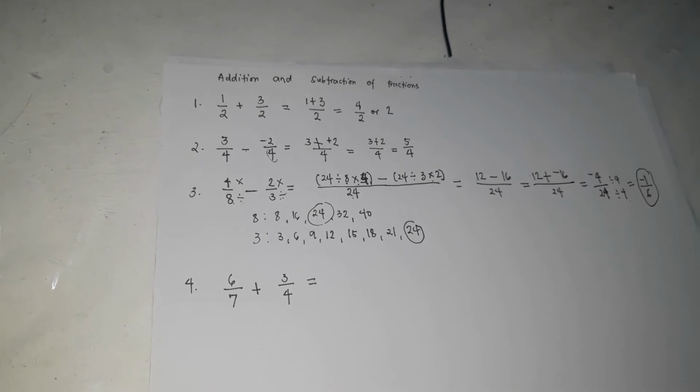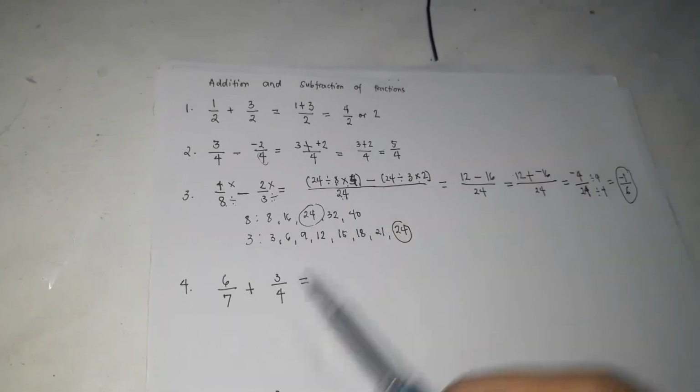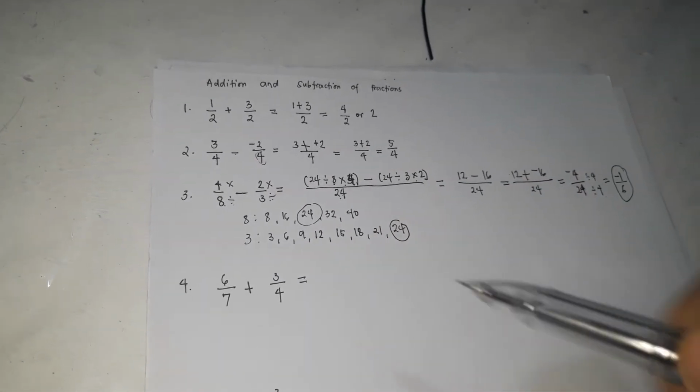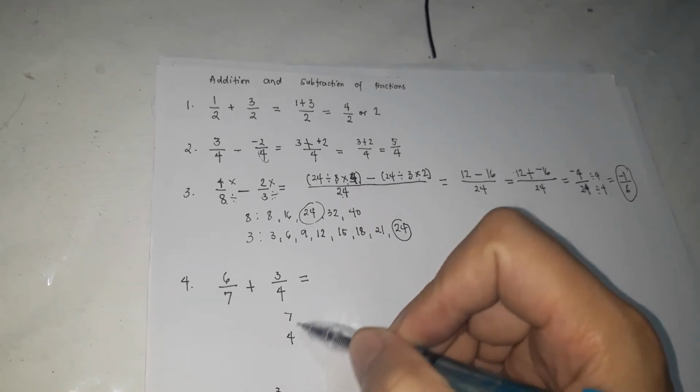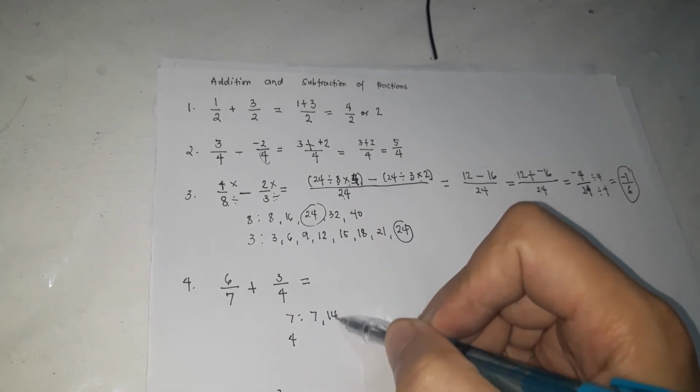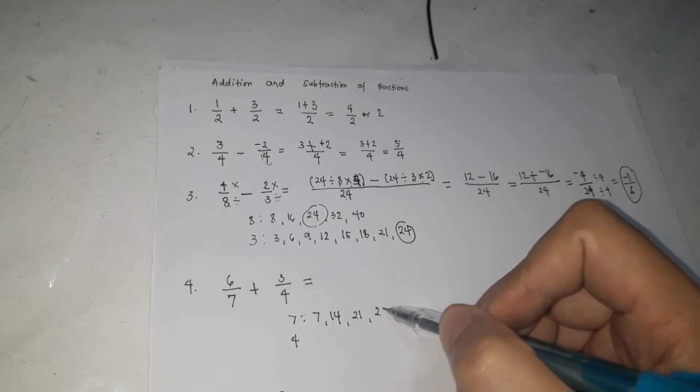So for this one, because they are dissimilar, what you're going to do is look for the LCM. 7, 14, 21, 28.